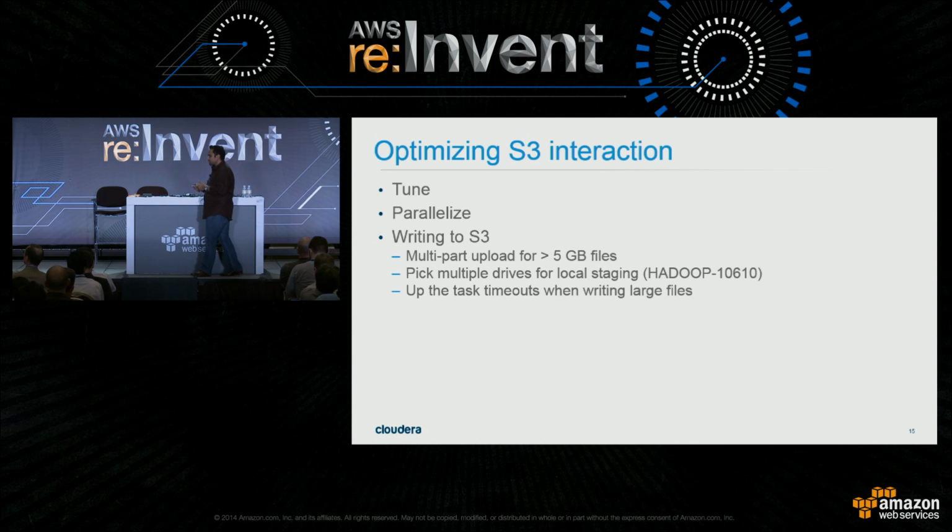For the local staging directories, you want to use multiple drives, because otherwise, let's say from a single node you are uploading 5 10 gigabyte files, and all the tasks start to write to that single disk. You'll bottleneck there, and we saw that happen several times. So there's a patch upstream which allows you to specify multiple drives there, and it'll round robin between those. And that increases your throughput, of course.